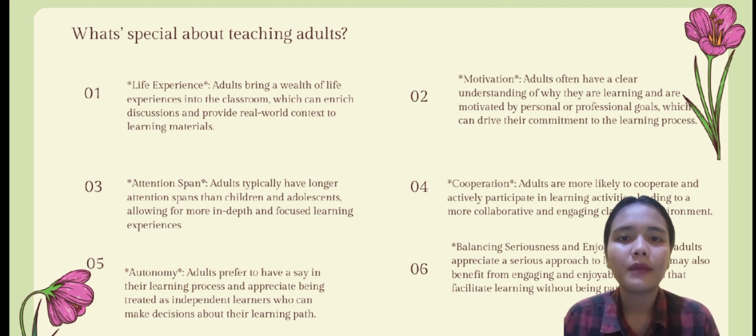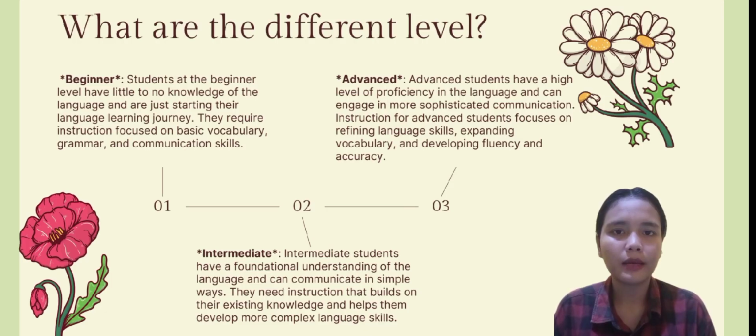Number six, balancing seriousness and enjoyment. While adults appreciate a serious approach to learning, they may also benefit from engaging and enjoyable activities that facilitate learning without being patronizing. Number six, what are the different levels? There are three points. Number one.